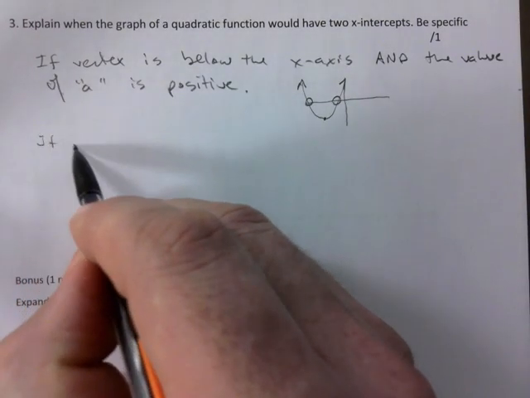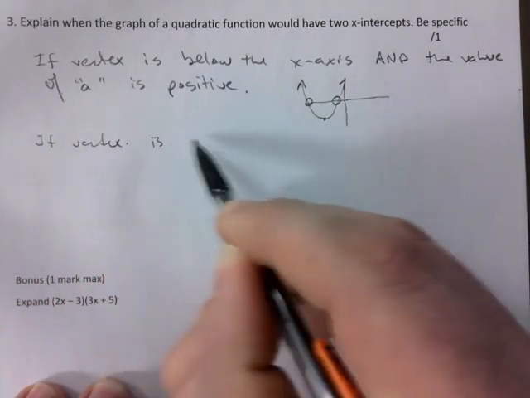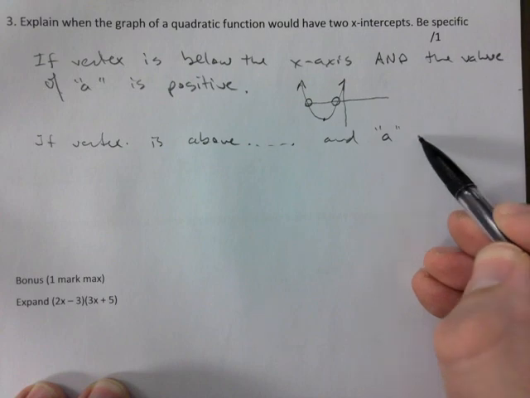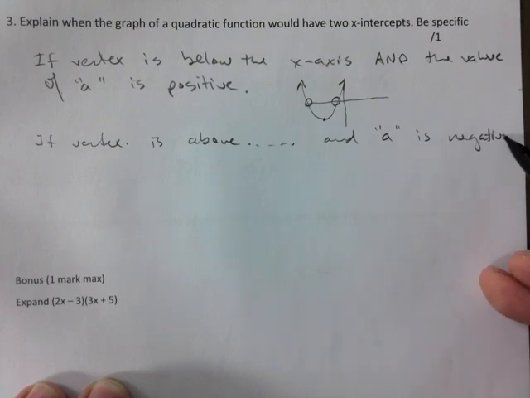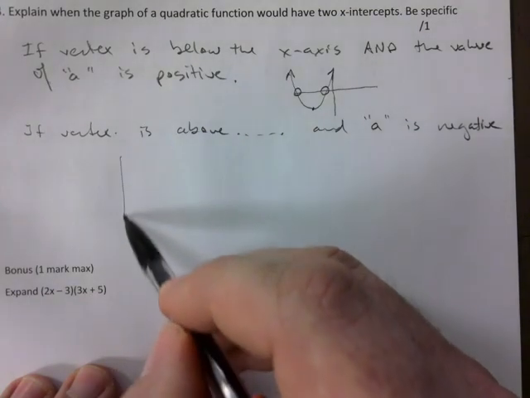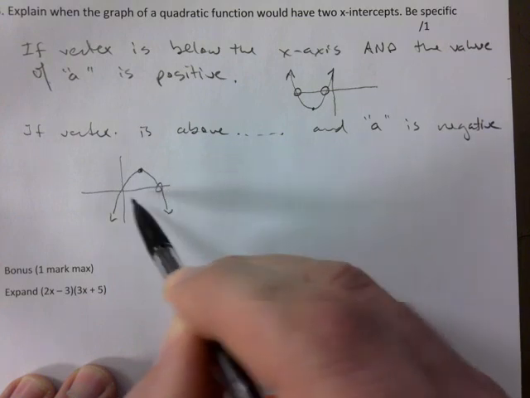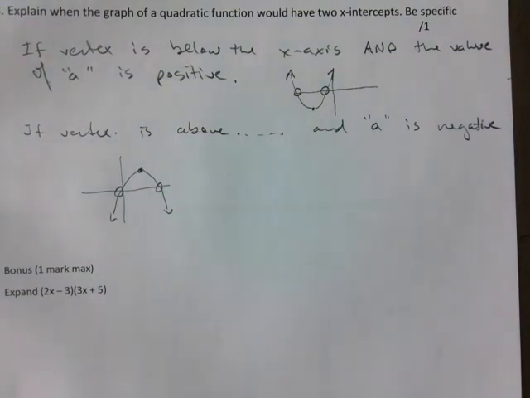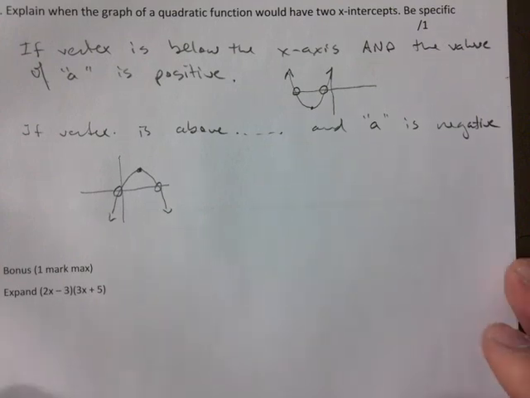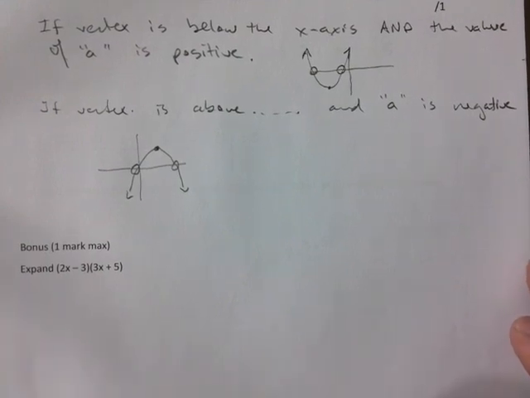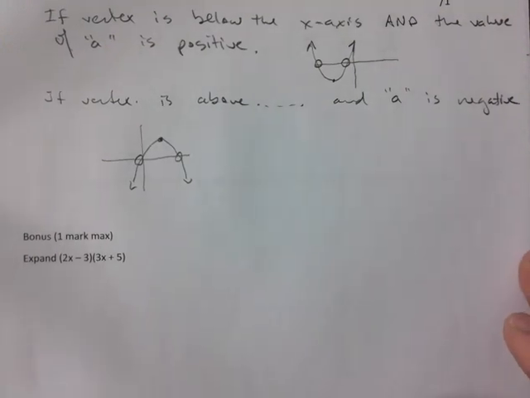Or you could say if the vertex is above, and you fill in the blank, right, and a is negative, okay, or points down, then in that case the vertex is above and a is negative, that would be pointing down, and so you have two x-intercepts there. Something along those lines that tells me, so you get 1 mark for that. I would say the word vertex should be in there, the variable a or which way it's pointing should be in there, to get the mark there.